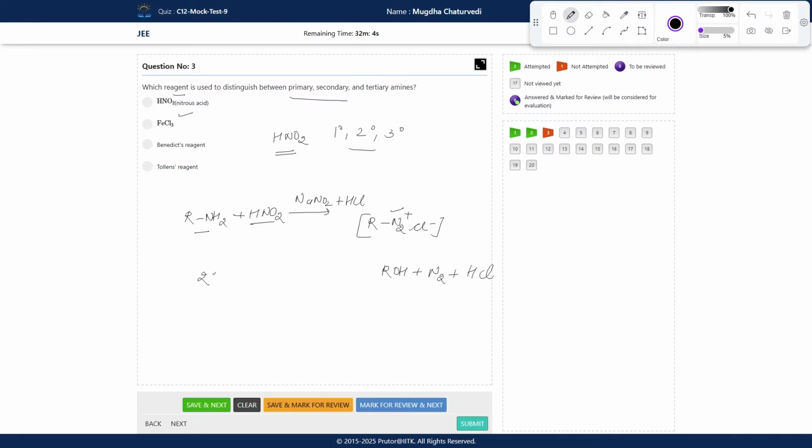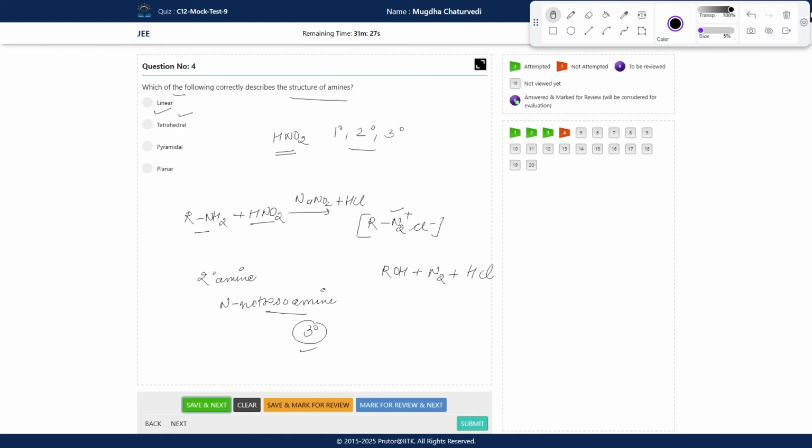If I take the example of a secondary amine, then with a secondary amine it forms N-nitrosoamine. Okay, N-nitrosoamine. And in the case of a tertiary amine, this reacts differently. It undergoes no reaction under cold conditions. So the correct answer for this question is HNO2, which is nitrous acid. So the first option will be the right one.